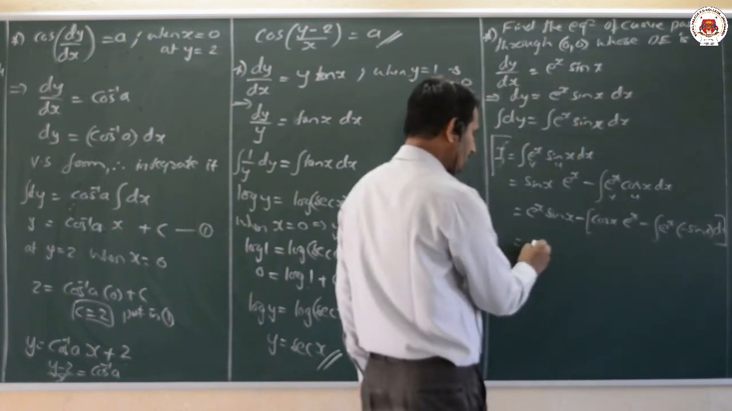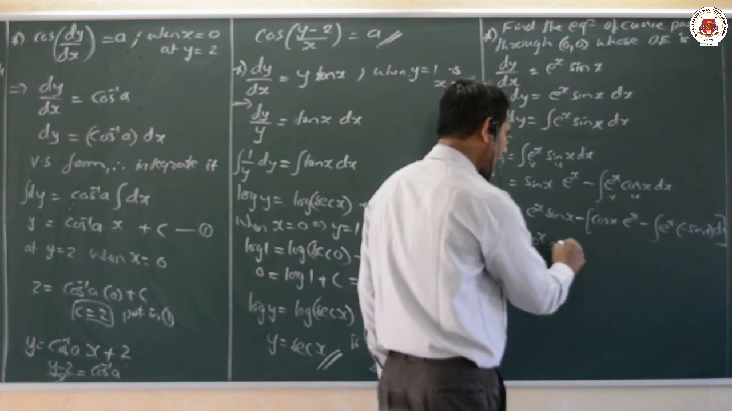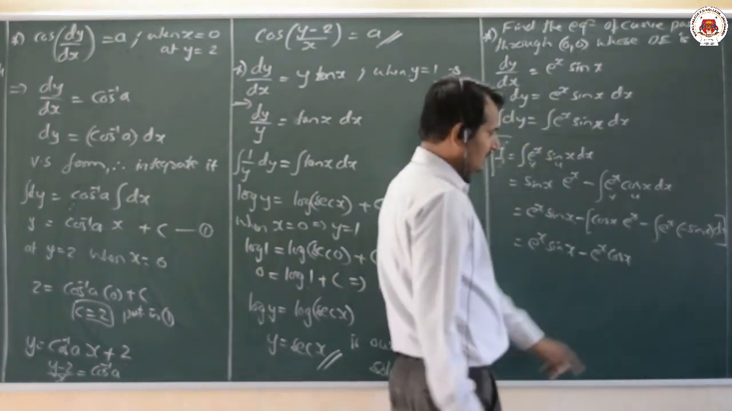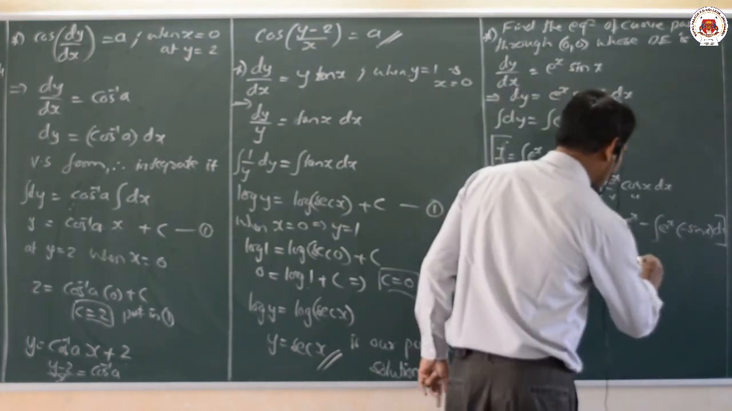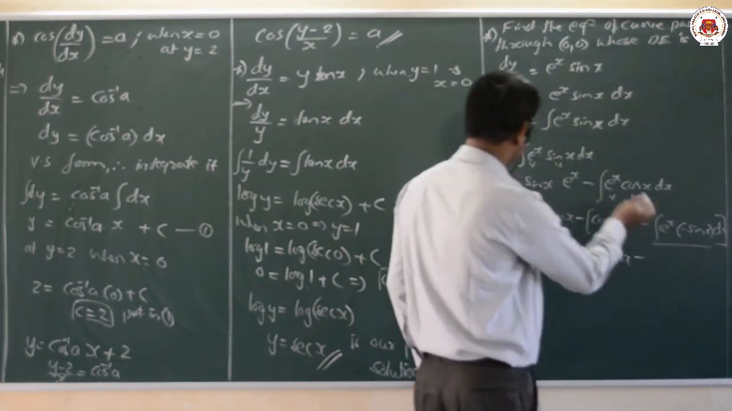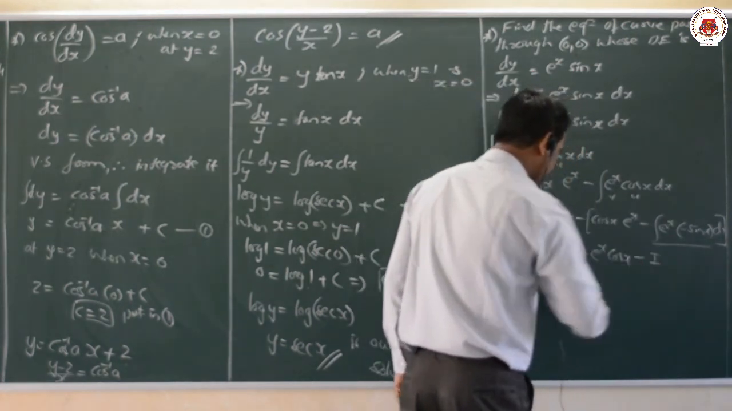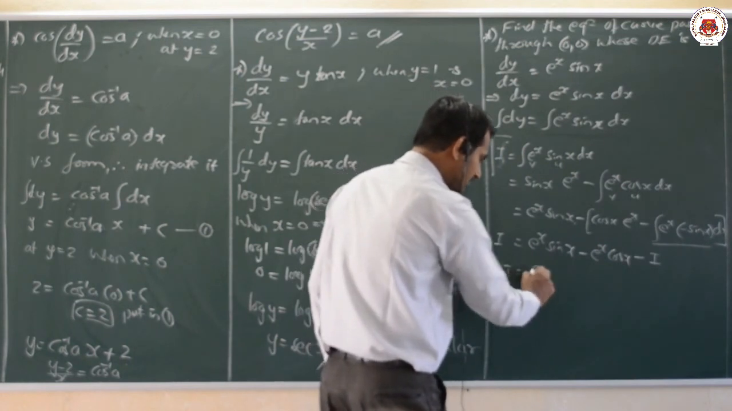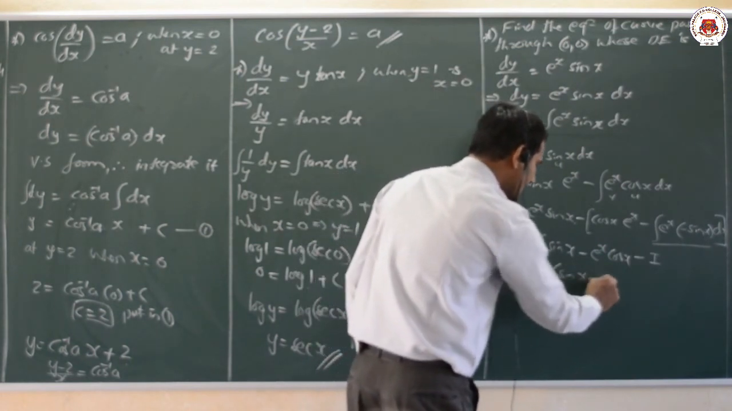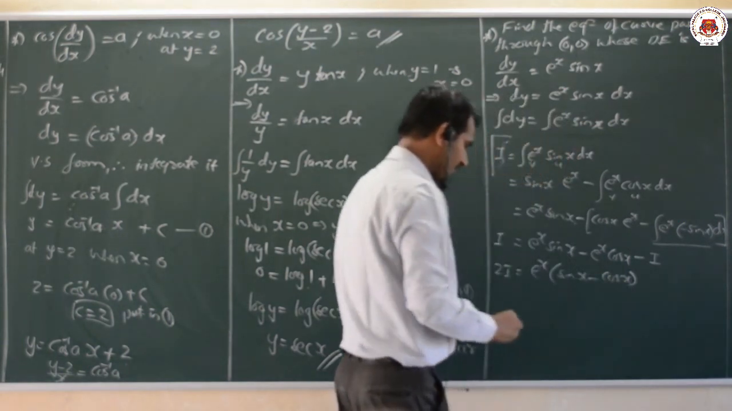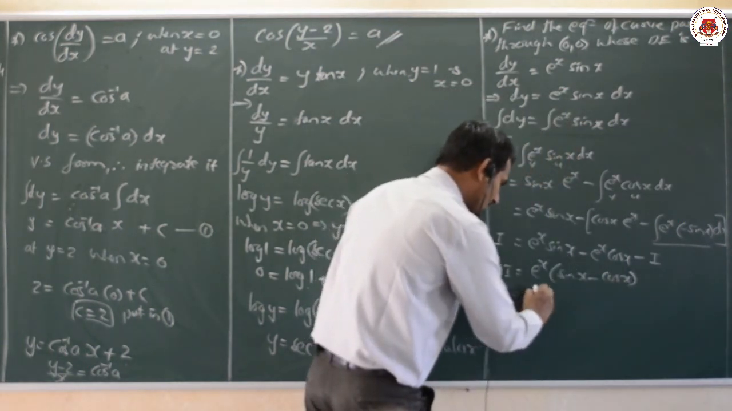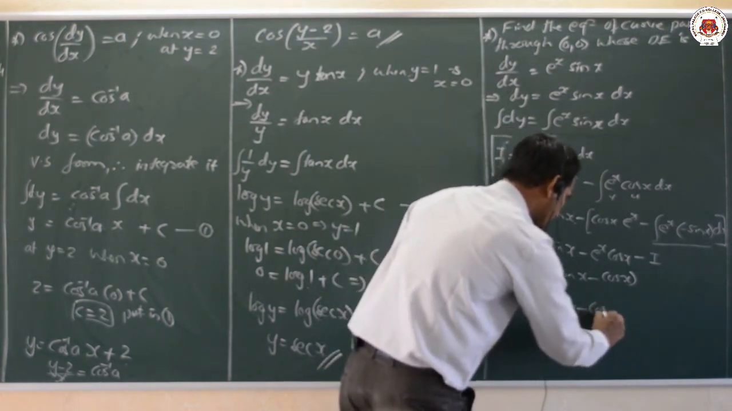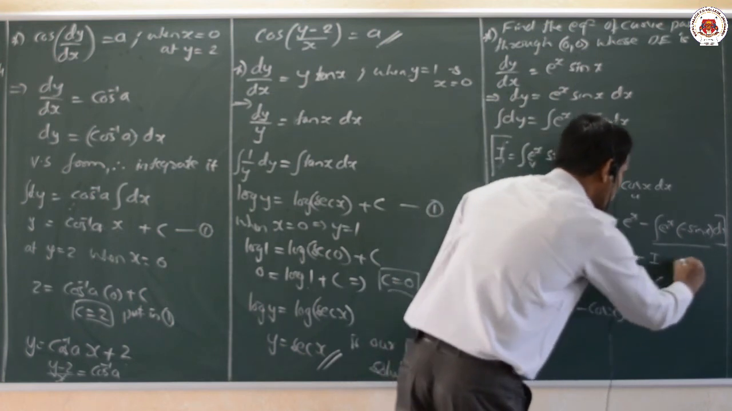Now here we can observe that we get e raised to x into sin x minus e raised to x into cos x, and minus into minus becomes plus, and again the sign is minus, the integral of e raised to x sin x, that is nothing but our I, so minus I. So it is I plus I, that is 2I is equal to e raised to x into sin x minus, dear students, cos x. Hence I is equal to e raised to x by 2 into sin x minus cos x, plus an integral constant c.